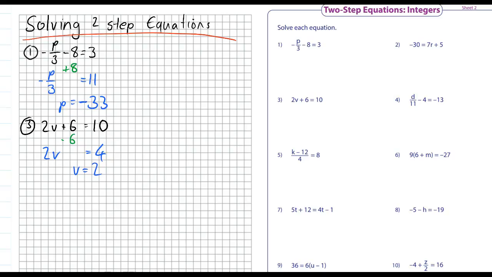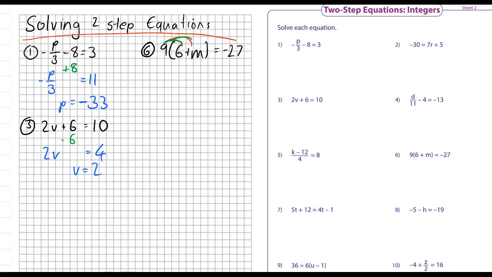The last one I'll do is question 6. With question 6, what you've got is 9 outside of 6 plus m in brackets equals negative 27. So my first job when I see brackets in equations is just to expand them. Get rid of the brackets. They're going to be confusing. It's going to be easy to do it without them.